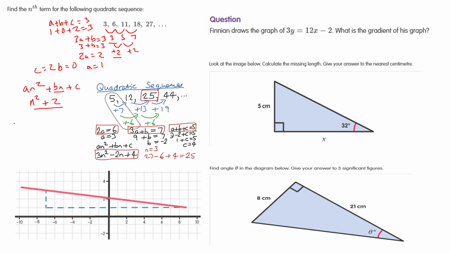Let's check. Let's try the second term, which equals 6. So what's 2 squared plus 2? It equals 6, correct. And let's try the third term. So what's 3 squared plus 2? That does equal 11, so it works. You're going to get full marks on a grade 7 to 8 question. Perfection.